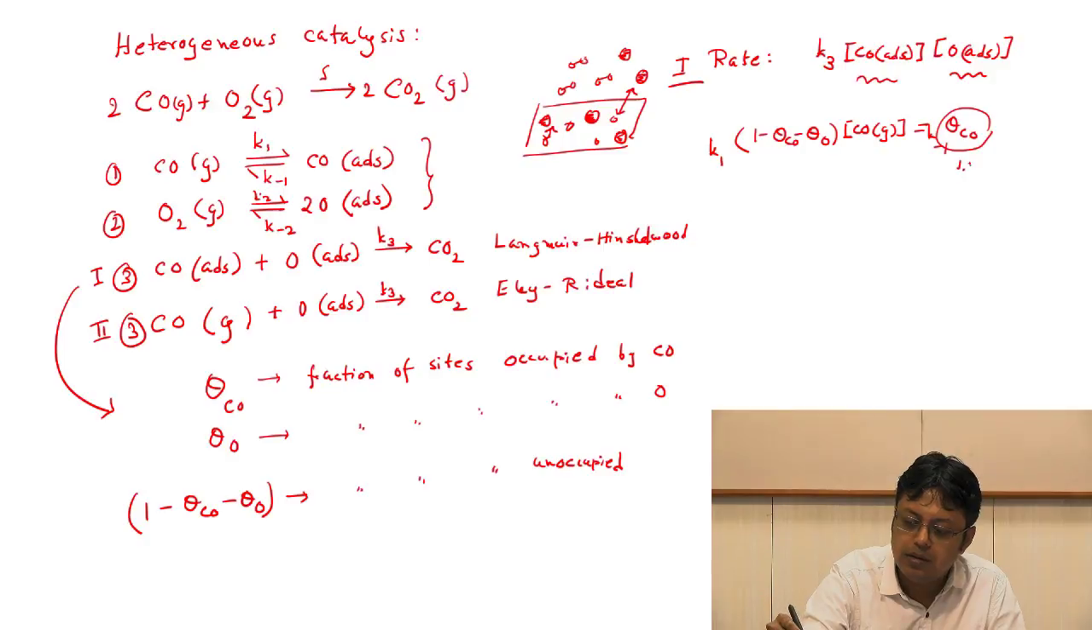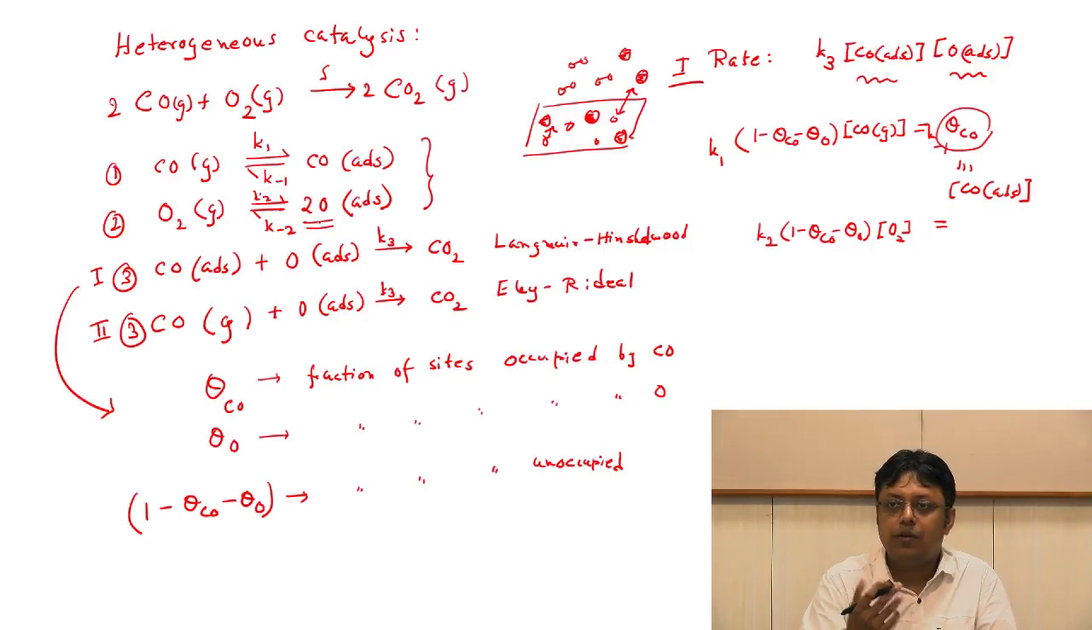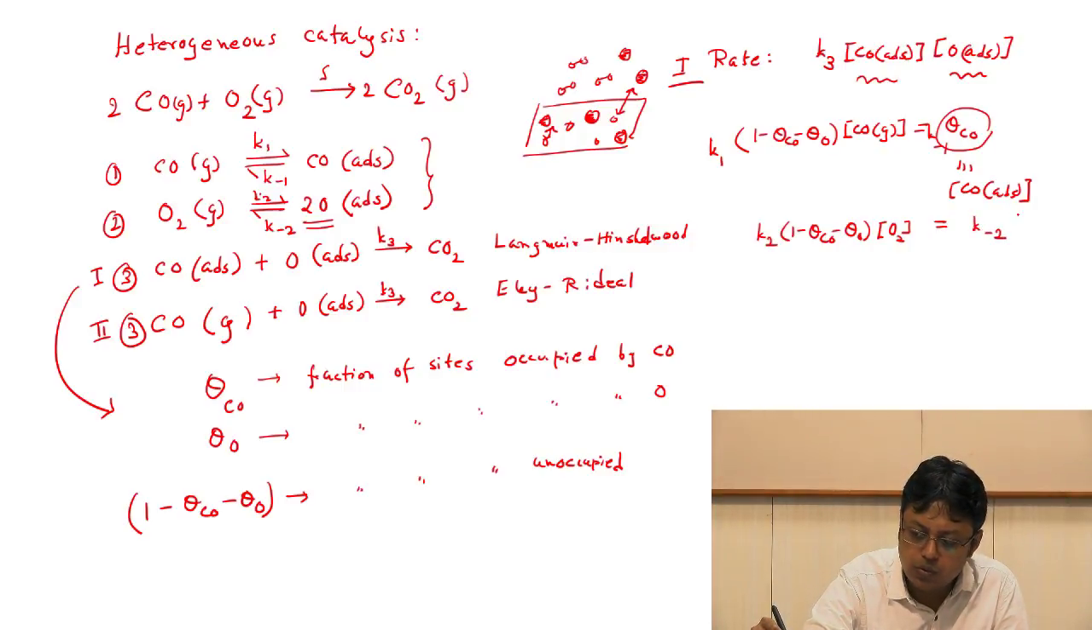That is equivalent to saying the CO adsorbed. And similarly for oxygen, it's a dissociative oxygen. So remember that the forward rate will be nothing but K2 into 1 minus theta CO minus theta O into O2. And the reverse rate, now in the stoichiometry, it is 2O. If you ask this question just from your kinetics knowledge, it will be theta for oxygen, squared, because the factor of 2 is there. So we'll have basically K minus 2 into theta O squared.